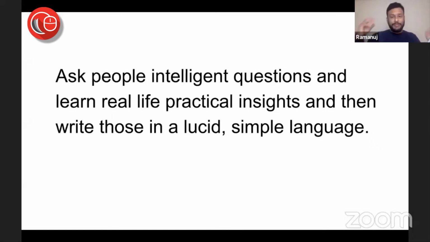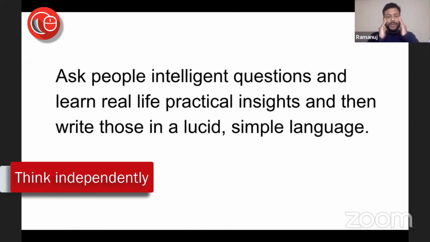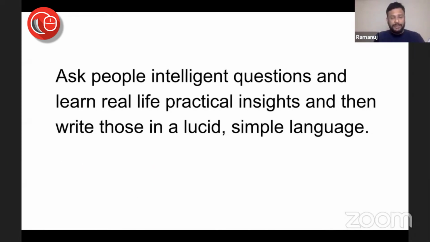First thing is to independently think, what are the questions that are important about this topic, and write them down. Then go and talk to people. See what problems they are facing in real life. Talk to potential clients. Ask them what problems they have faced in real life. Then write those questions down. Those are the questions you need to answer.